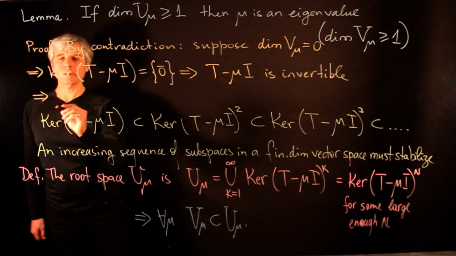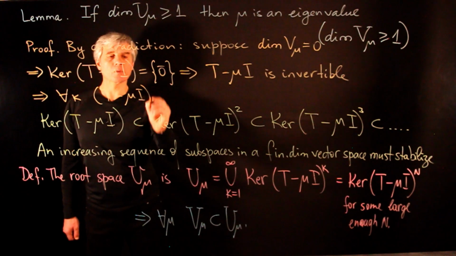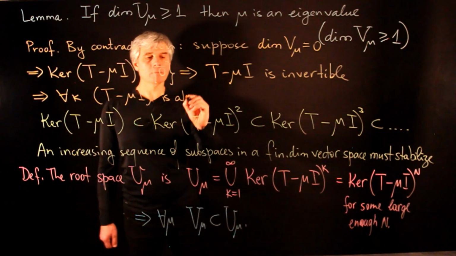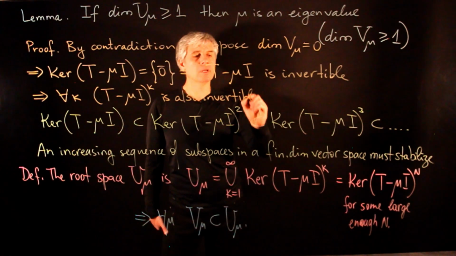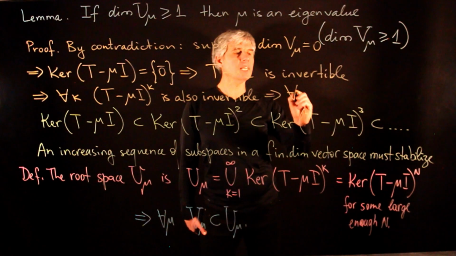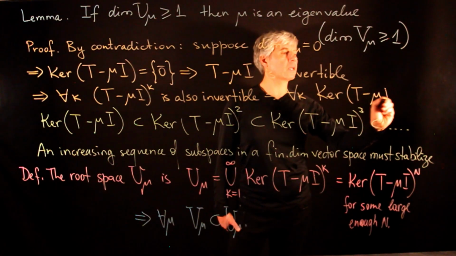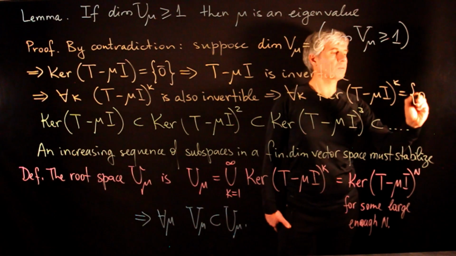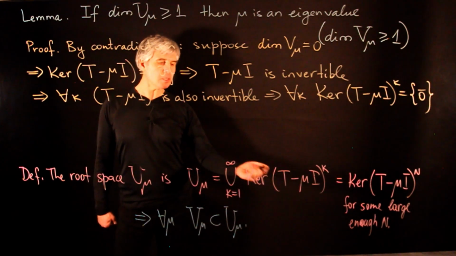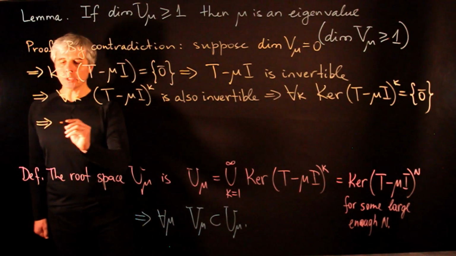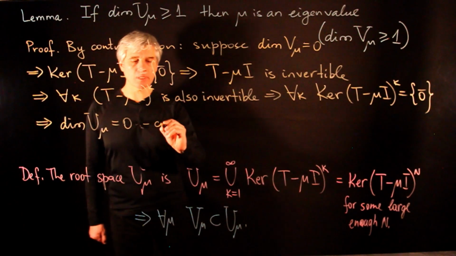But then, for every k, T minus mu I to the power k is also invertible, because the product of invertible operators is invertible. And from here we get that for every k, the kernel of T minus mu I to the power k is a zero vector. And then we get that each subspace in this union is a zero subspace. So we conclude that the dimension of the root space is equal to 0, which is a contradiction.